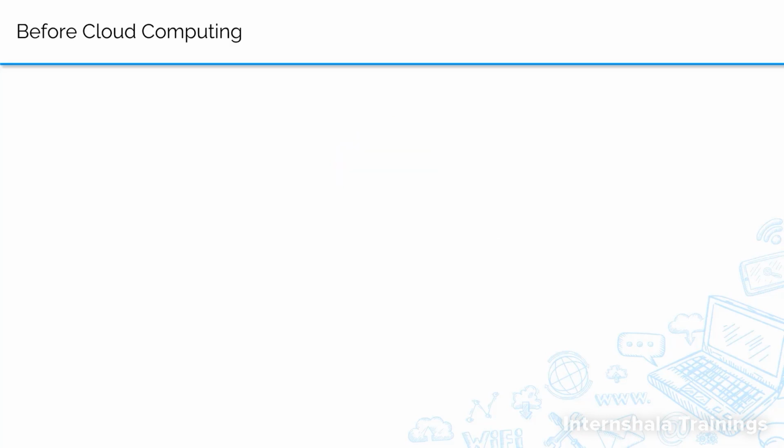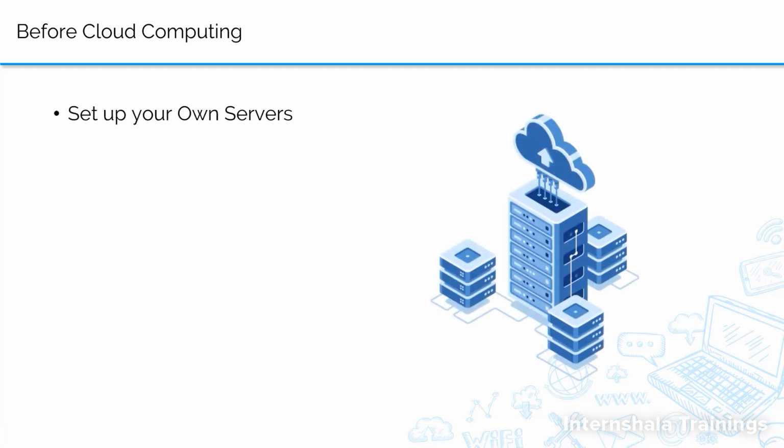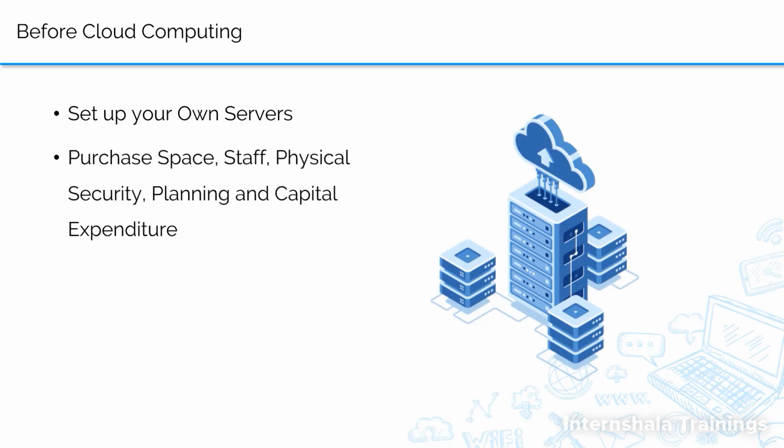Now let's take a look at what used to happen before cloud computing. Earlier, when I had to set up my own website, web server or any kind of application, that means I had to host some kind of solution on the internet, I had to set up my own servers. That means I had to buy powerful computers which used to run 24/7 and serve files. I also had to purchase space for keeping these computers, hire staff for managing them, then have physical security to ensure protection of these servers. Then planning: I needed to plan how much capacity I would require, and I had to pay an upfront cost with it. That is called the capital expenditure.